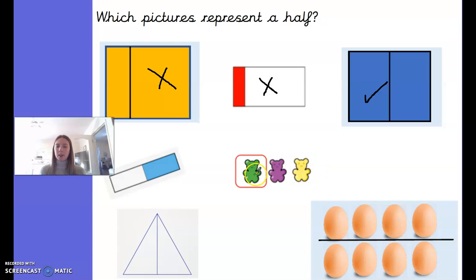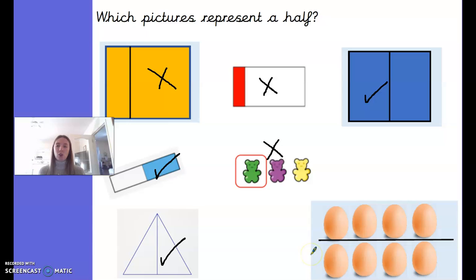Let's look at the gummy bears. I've got 1 gummy bear circled and then 2 gummy bears here. So they are not representing half because they are not split equally. This time I can see 2 parts and they're the same. So this is representing a half. The triangle is split in half because there are 2 equal parts.